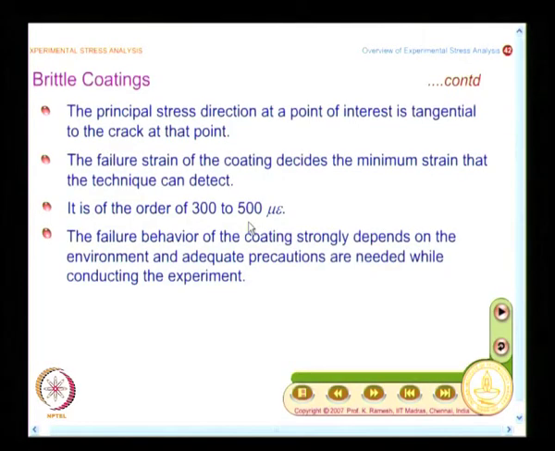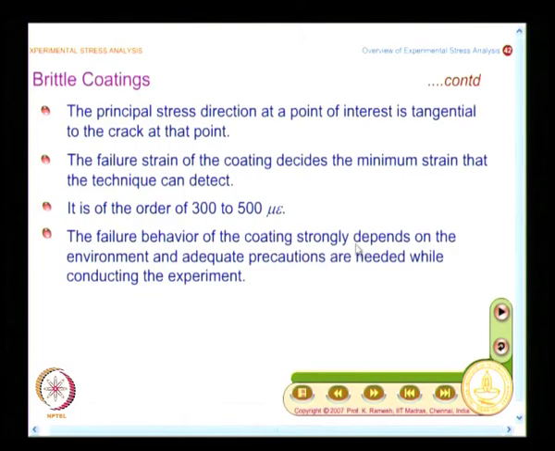And another very important aspect of this is that we are very much concerned about the environment. The material that is used for brittle coatings requires protective gear; it is not healthy for humans to breathe. Not only this, the failure behavior of the coating strongly depends on the environment. Whatever the humidity and temperature are dictates how the coating is going to behave. That means the failure strain will change.